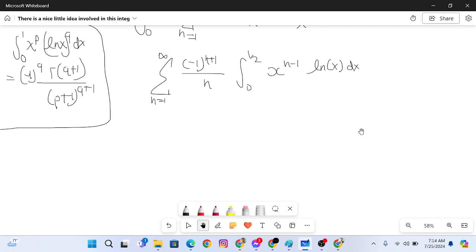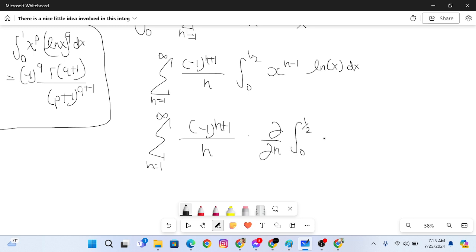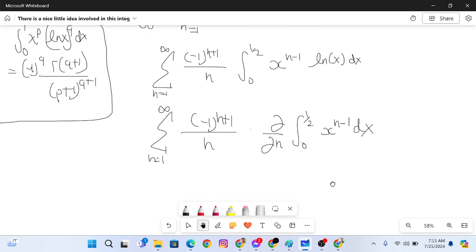You can also use integration by parts if you want to, because ln x and then its integral, -1/x and its integral, that also works. But I want to show you something that makes it even simpler. So the sum from n equals 1 to infinity of (-1)^(n+1)/n, you can write it as the partial derivative with respect to n of the integral from 0 to 1/2 of x^(n-1) dx. Now this way it will be simpler.